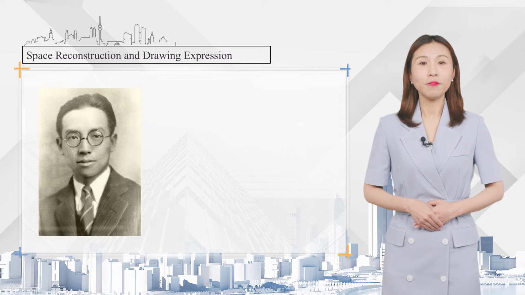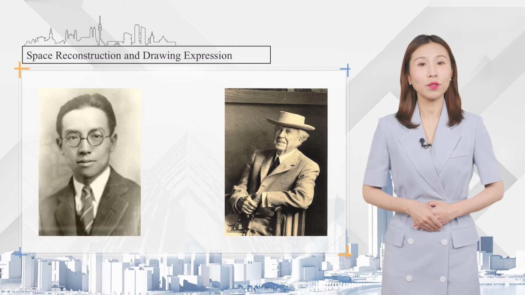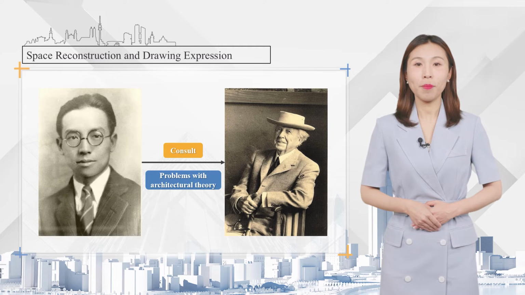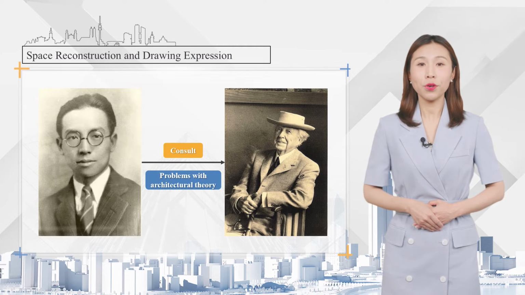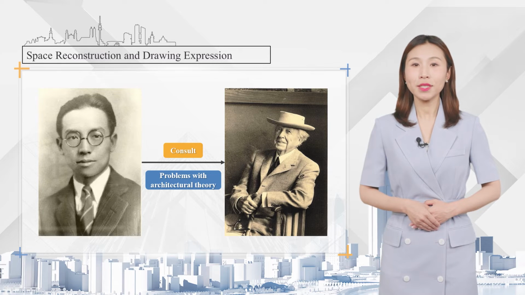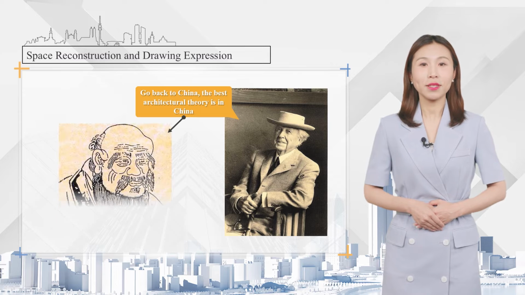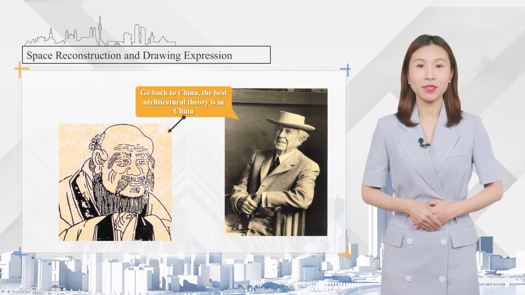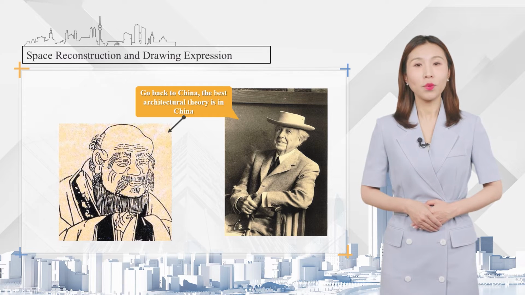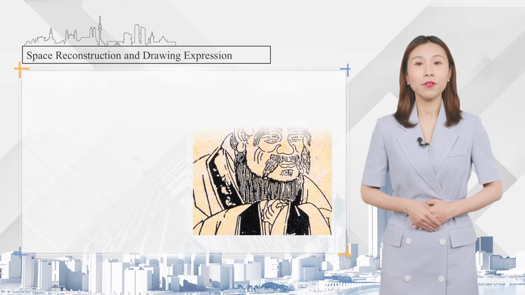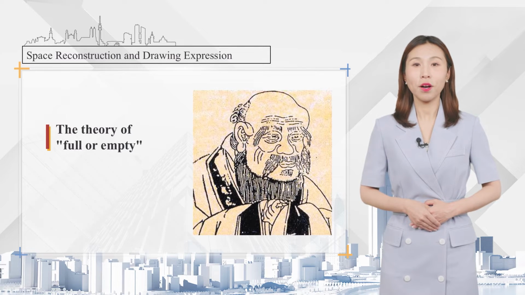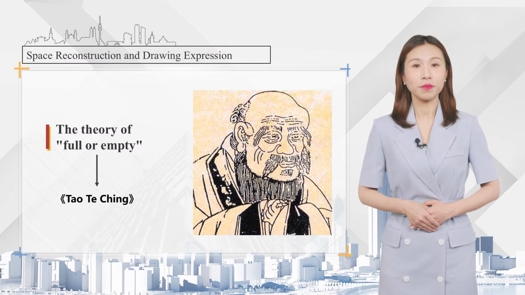Liang Sicheng, a famous Chinese architect, went to the modernist master Wright to ask questions about architectural theory during his study in the United States. Wright immediately waved to Mr. Liang, "Go back to China. The best architectural theory is in China." Can you guess what is the theory the master implied? Give you a tip. The theory of full or empty.